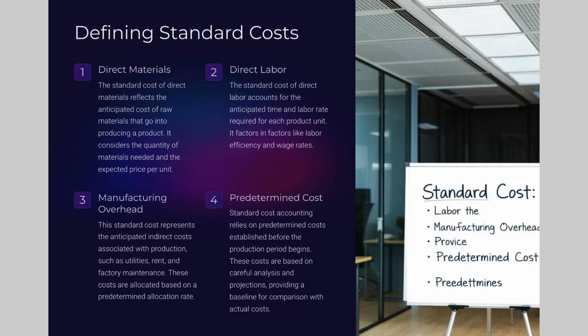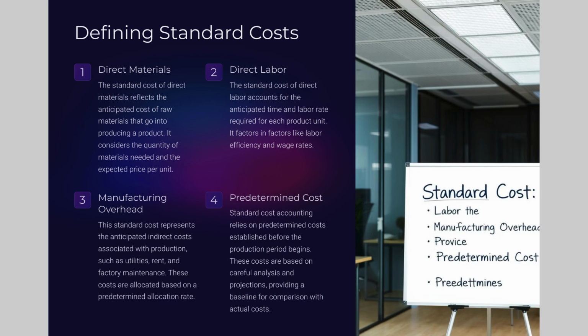Defining standard costs. Direct materials. The standard cost of direct materials reflects the anticipated cost of raw materials that go into producing a product. It considers the quantity of materials needed and the expected price per unit. Direct labor. The standard cost of direct labor accounts for the anticipated time and labor rate required for each product unit. It factors in things like labor efficiency and wage rates.